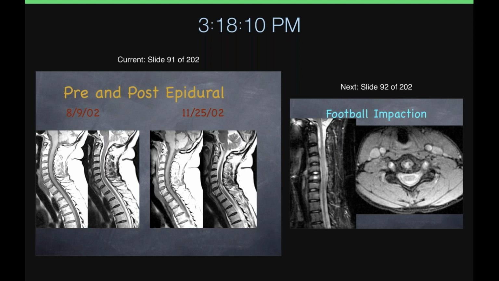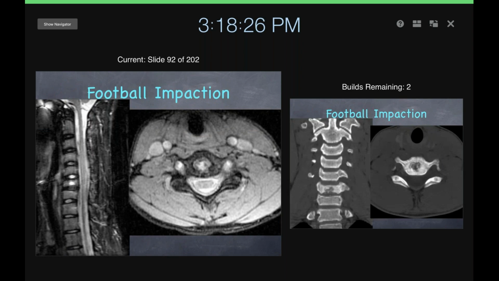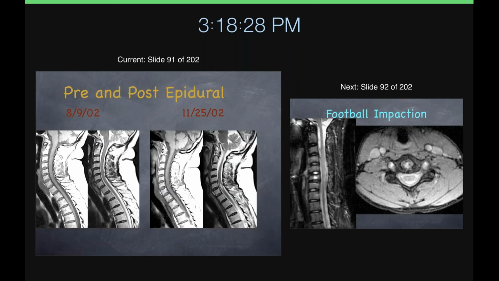So small disc at C5-C6, and then linear increasing intensity at the C6-C7 level. So right here, non-specific. Okay, yeah. So that was another cord injection in someone who's supposed to be doing epidural injections.